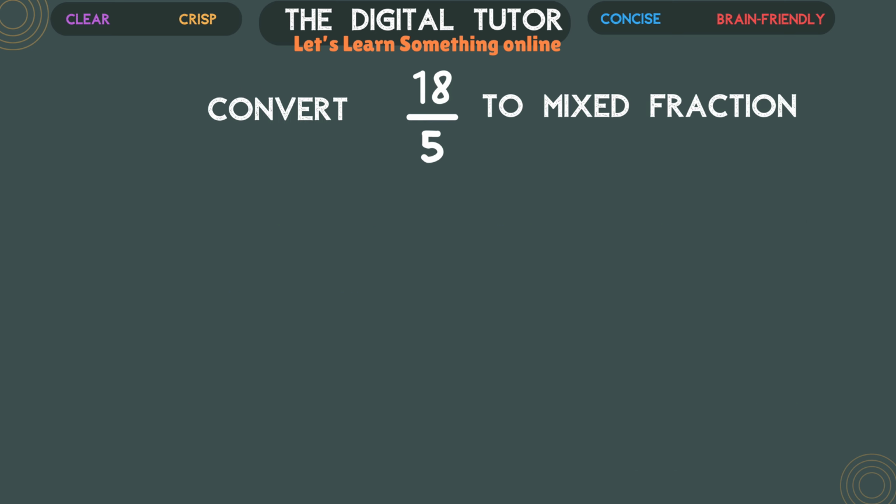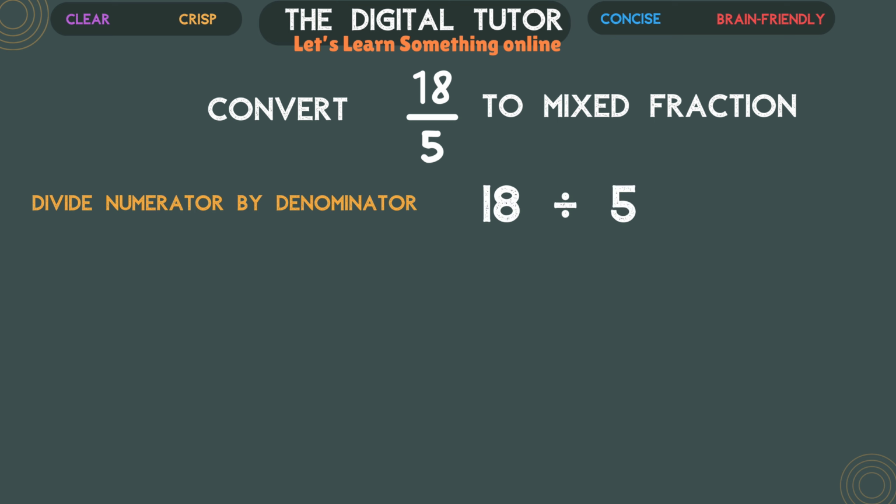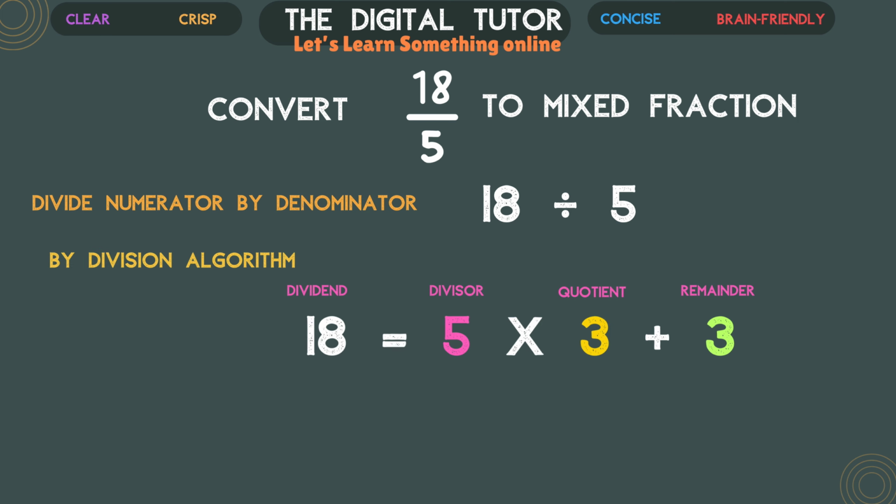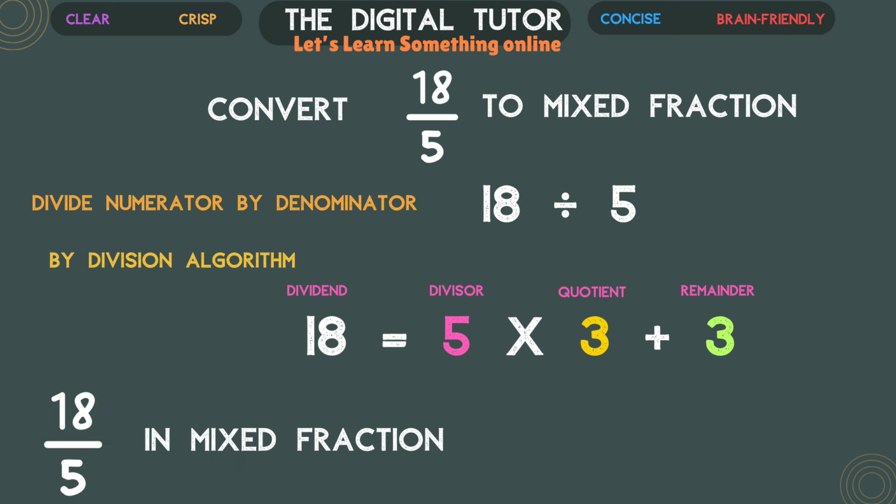So convert 18/5 to a mixed fraction. First we divide the numerator by the denominator, that is 18 divided by 5. By the division algorithm, we get 18 = 5 × 3 + 3. So the quotient is 3 and the remainder is also 3. So 18/5 in mixed fraction becomes 3 3/5.